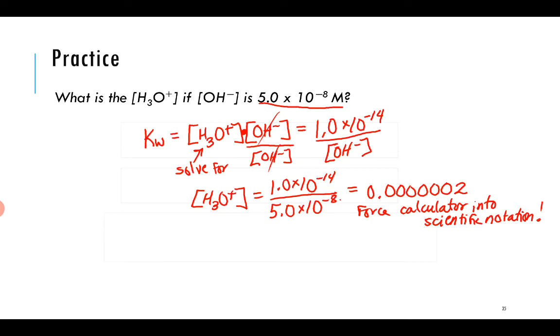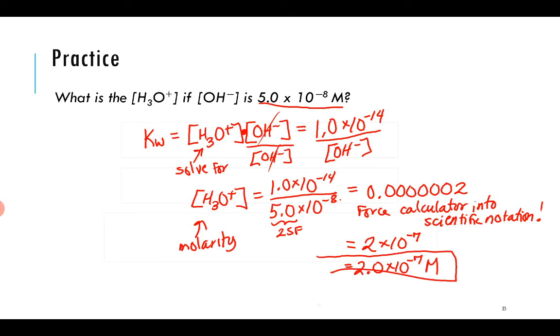Now when I go back and do that, it tells me that my concentration is 2 times 10 to the minus 7th. But I have to consider sig figs. This is 2 sig figs. And so I need to write 2.0 times 10 to the minus 7th. And then I have to remember that this is a molarity, and that molarities have units of molarity.